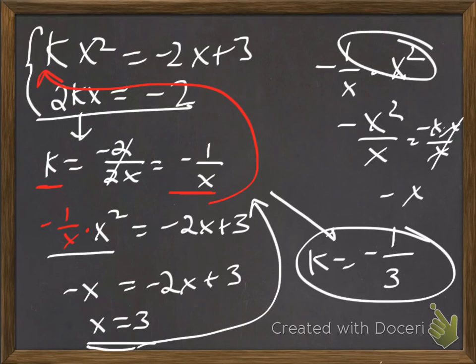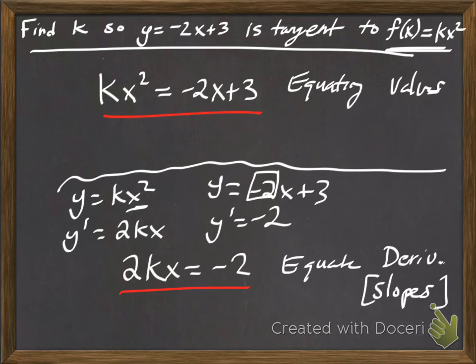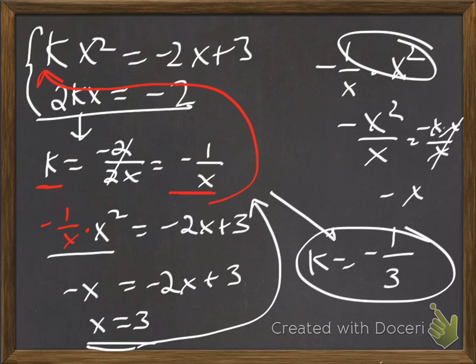Long story short, set the equations equal to each other to find where the curves will cross. Set the derivatives equal to each other to find where their slopes are the same, therefore it'll be tangent. Where they're both true, you have a tangent line. So solve this system of equations by solving one of them for k, plugging it into the other, finding x, and then going back and finding k.